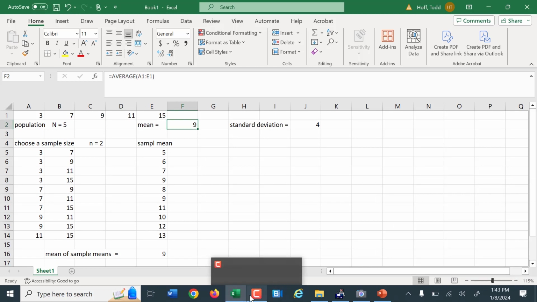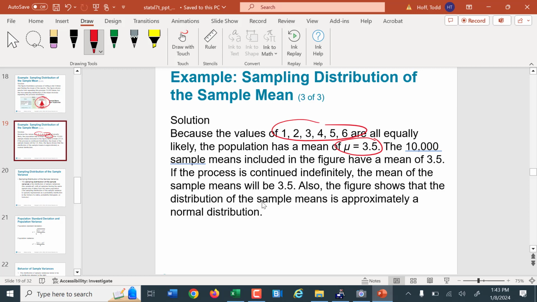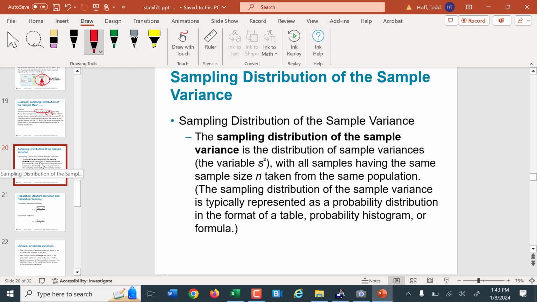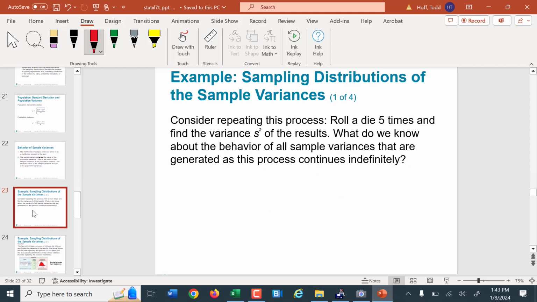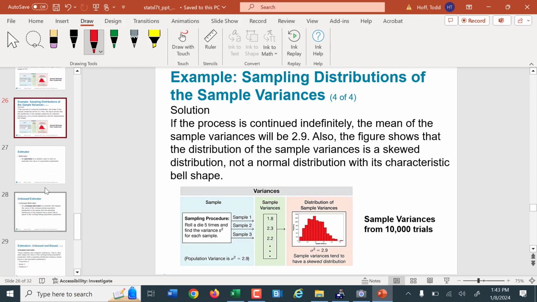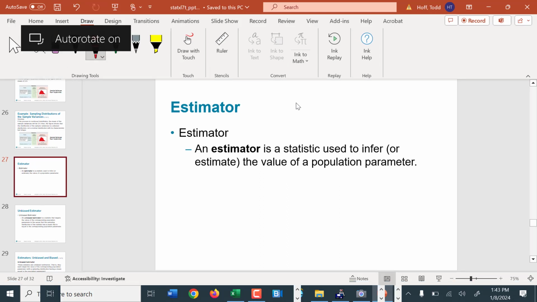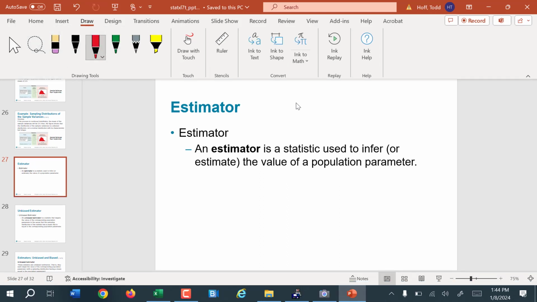Now we'll talk more later on about the standard deviation of those sample means, and that'll also be related to our population standard deviation, but not quite as neatly as that. We're not going to deal with the distribution of the sample variances, so we're going to skip over those few slides there. And then we'll talk about an estimator. The purpose of all this is we want to get to where we can estimate the population parameters. So when I talk about an estimator, what we are typically talking about is an estimator of a population parameter.